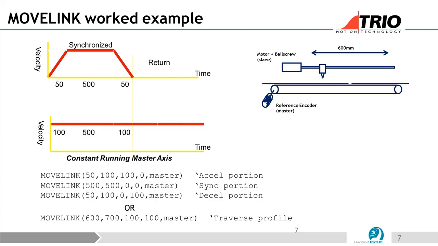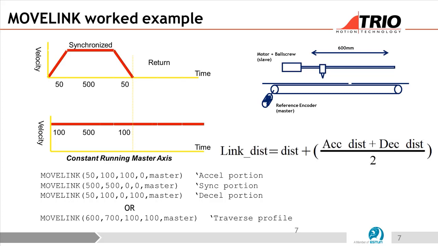You can actually write it down as a rule. You can make the link distance, if you like, be the distance, that's our 500, plus the accel dist added to the decel dist, all divided by 2. So that also gives you 700 with that equation. So that's kind of where it comes from.